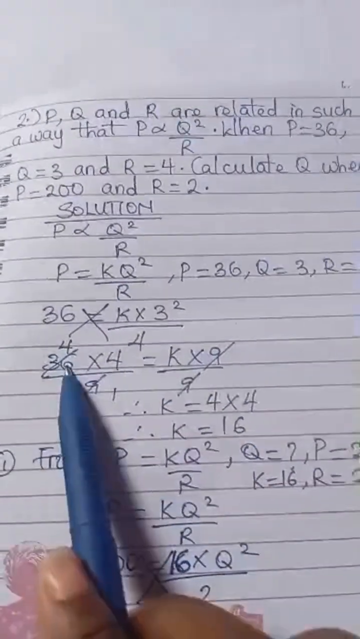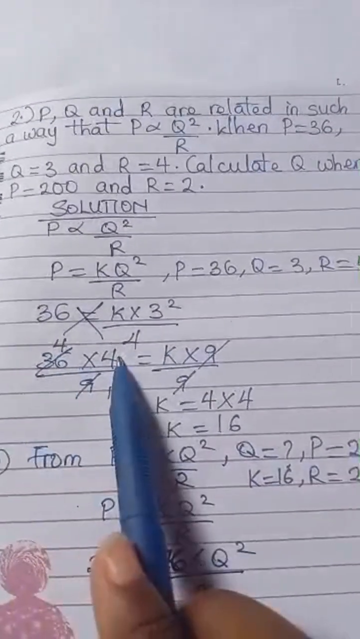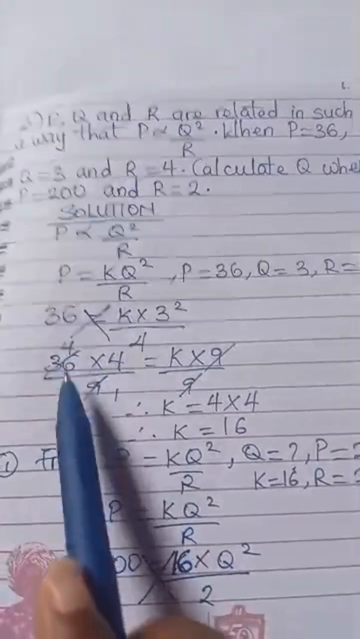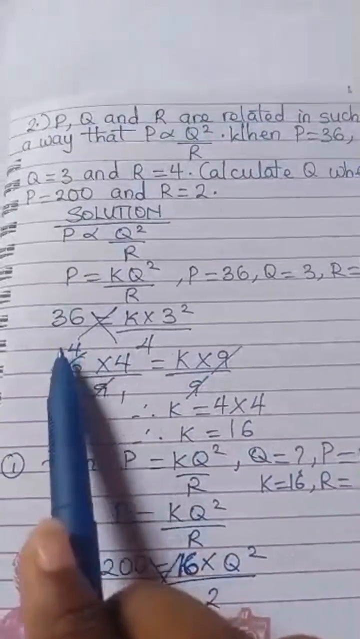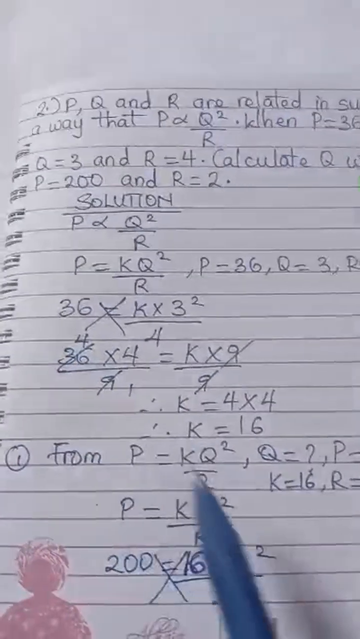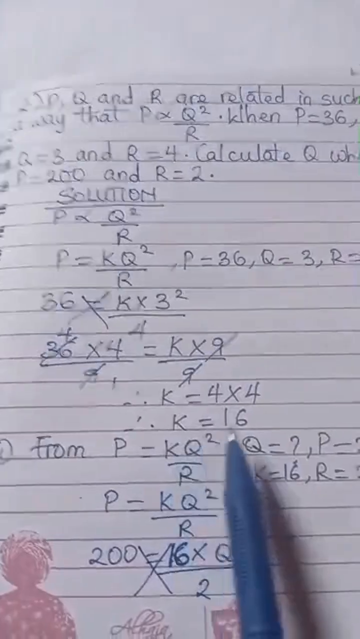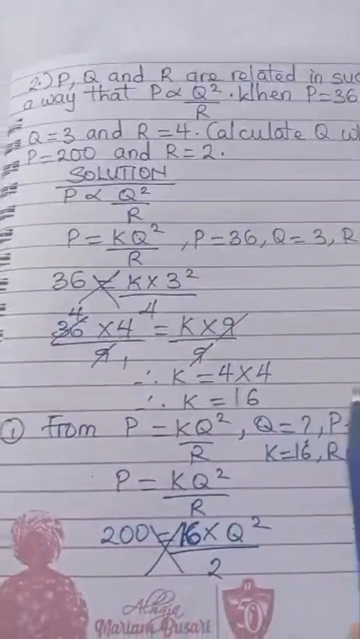Instead of me stressing myself to multiply this big number and this small one and divide, I just did 9 can go in 36, 4 times. 4 times 4 is 16. So therefore our K is 4 times 4, which is 16. So therefore K is 16.